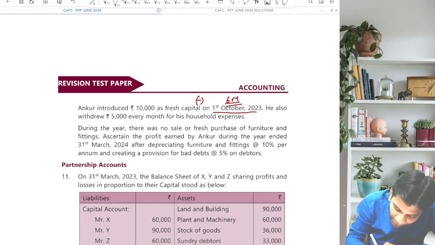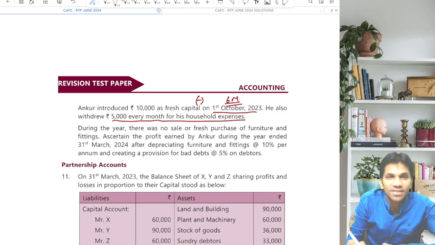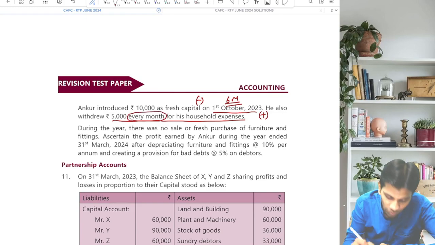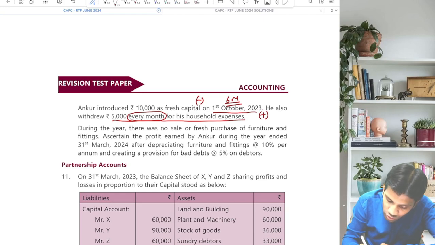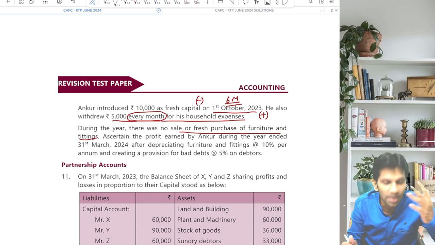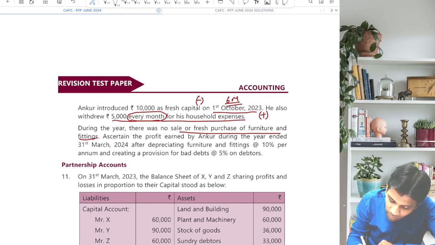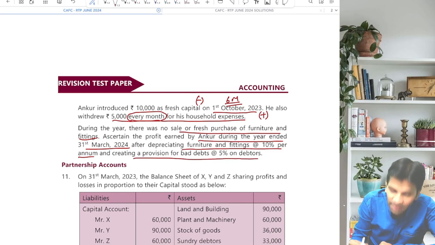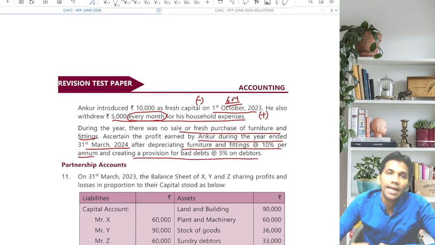He also withdrew 5,000 every month for his household expenses. This is drawings, we will add back and we will do 5,000 into 12 because it is mentioned every month. Continue. During the year, there was no sale or fresh purchase of furniture and fittings. So they have clearly mentioned there is no sale or purchase of furniture and fittings. Ascertain the profit earned by Ankur during the year ended 31st March 2024 after depreciating furniture and fittings at 10% per annum and creating a provision for bad debts at 5% on debtors.